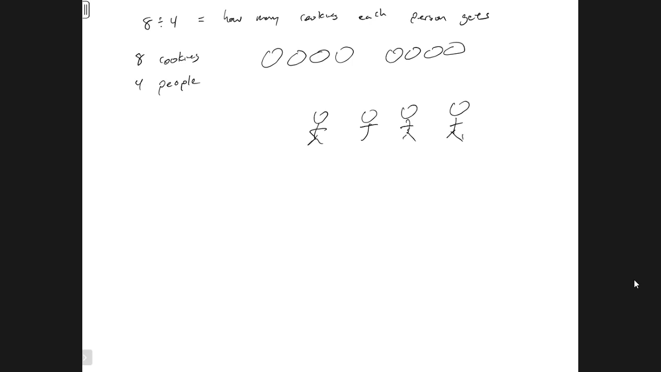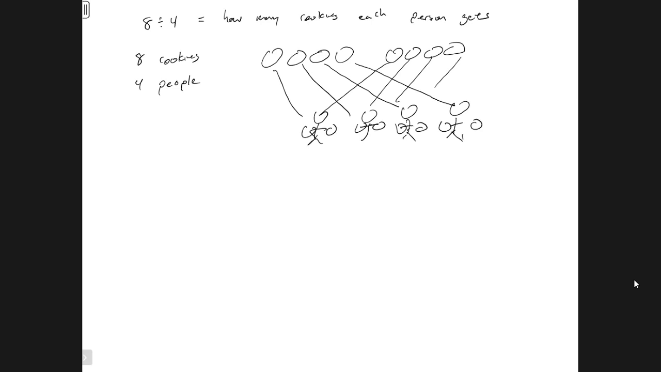Boom, boom, boom, and boom. You still have 4 cookies left. You give everyone one more cookie. 1, 2, 3, 4. And now everyone has 2 cookies. So 8 divided by 4 would be equal to 2.